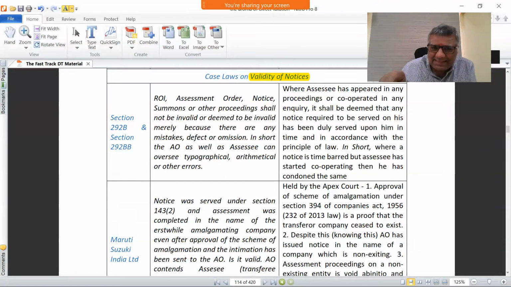In this, Maruti Suzuki case gave a new dimension. How? A Limited, are you listening? A Limited amalgamated with B Limited. NCLT approved. Everybody is aware, the department and everybody is aware.